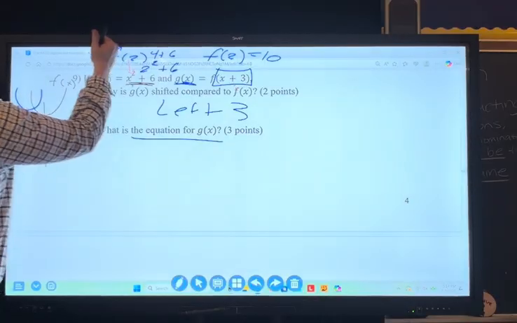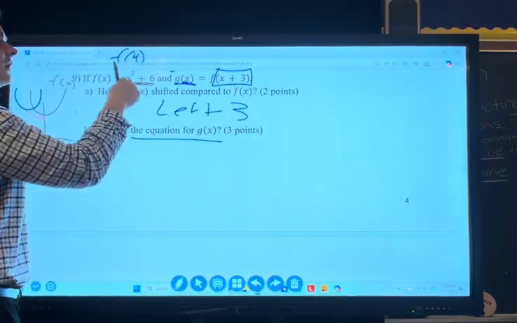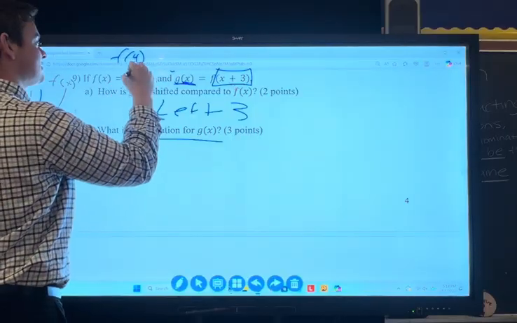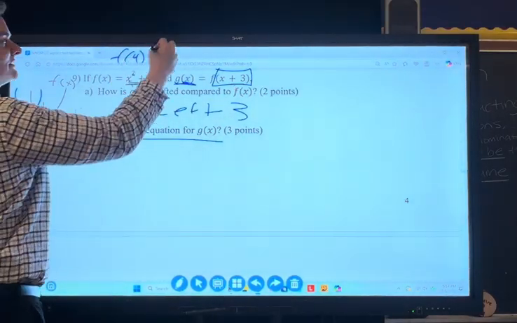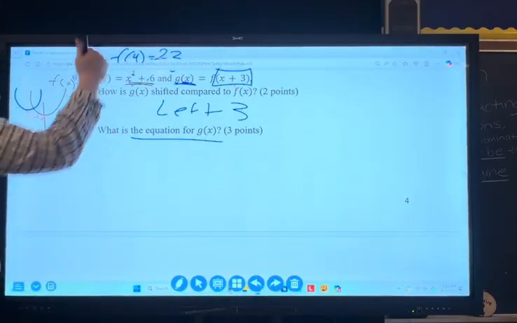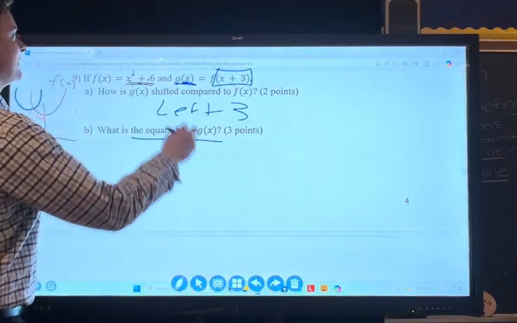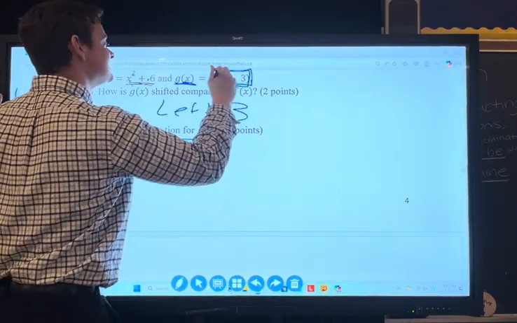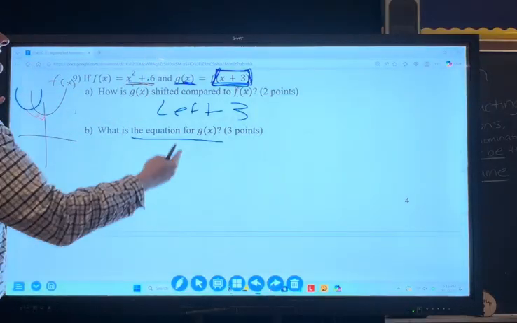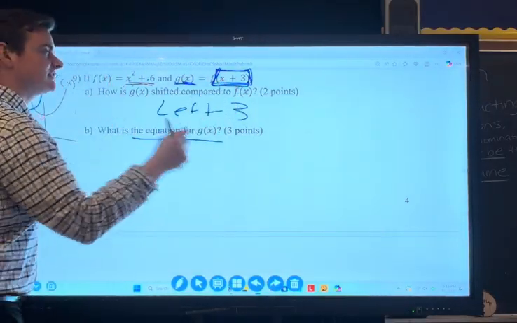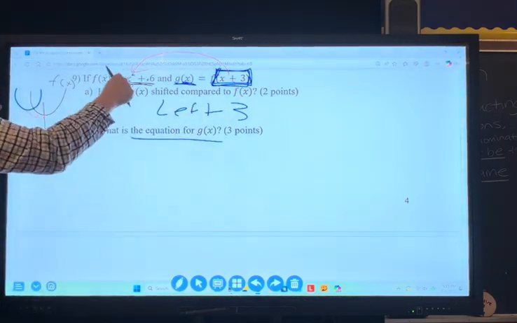Okay? If it said f of 4, I would do the same thing. 4 replaces the x. So it would be 4 squared plus 6. 4 squared is 16 plus 6. That would be 22. The reason why I'm showing you that is because now it's f of this thing. It's no longer just a 2 or a 4. It's this thing. But the rule stays the same. Plug this thing in wherever I see an x.